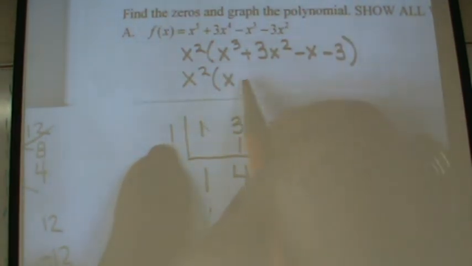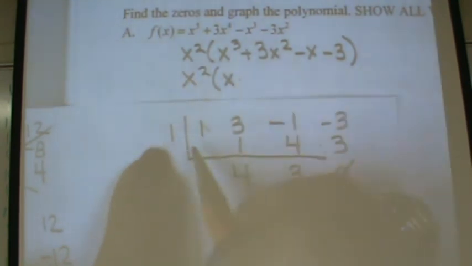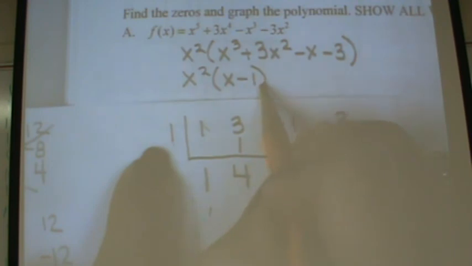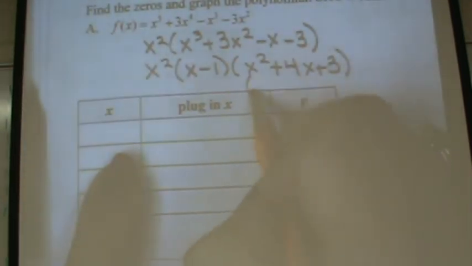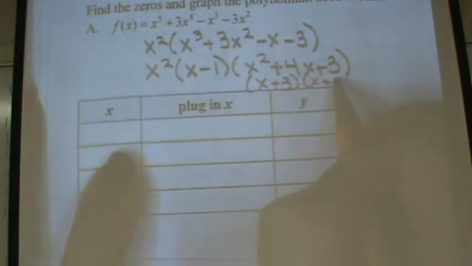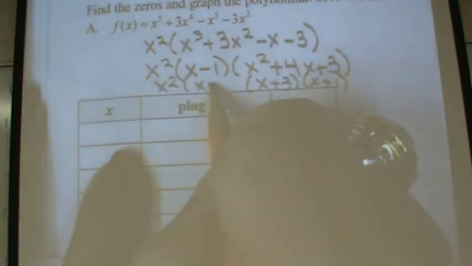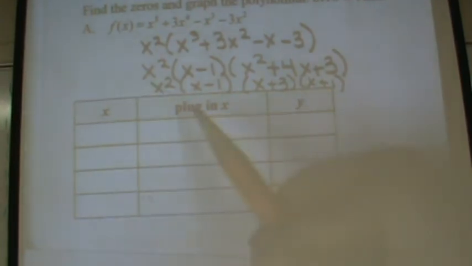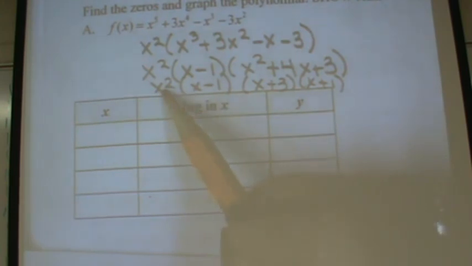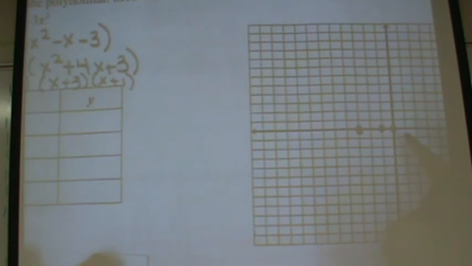What should I write next? I want to write it factored completely. X what? Minus 1, and then you have x squared plus 4x plus 3. What do I do next? I'm going to factor this to be x plus 3 times x plus 1. All right, now can you tell me what to do next? Do you guys understand how to factor this? What do I do? Put a dot at where? 0, 1, negative 1, and negative 3. So let's start all the way to the left. Negative 3, negative 1, 0, and 1.